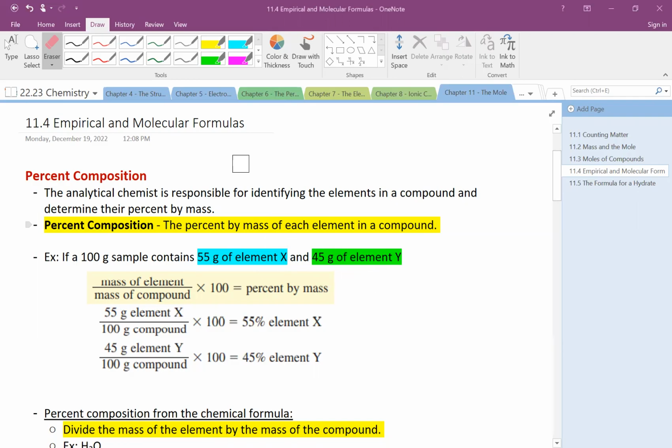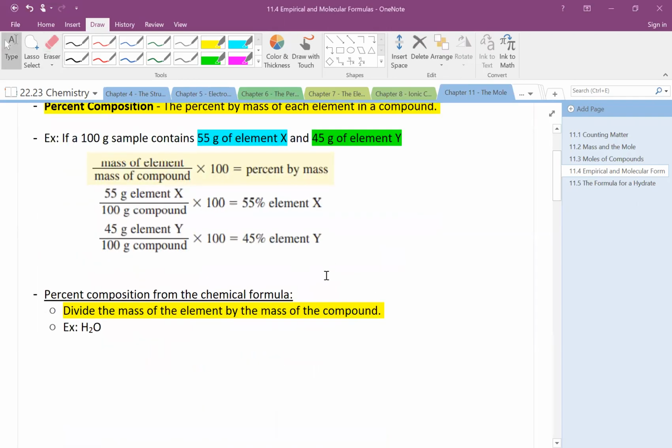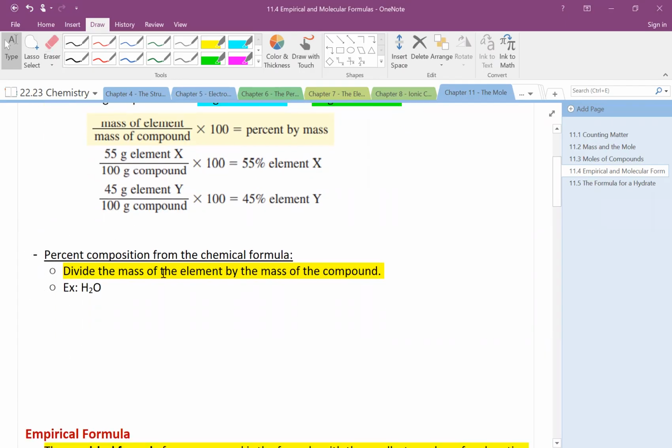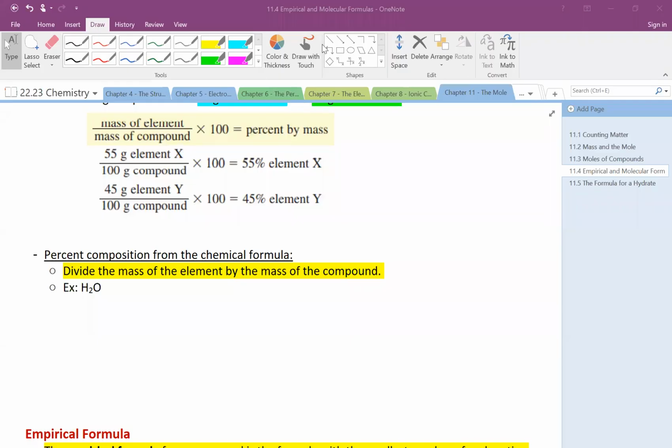On a complicating factor, perhaps we are instead given the chemical formula and asked to predict the percent composition. In this case, the thing you want to remember to do is divide the mass of the element by the mass of the compound. And I think it's actually fairly straightforward. So I'll show you an example with water to begin. So we'll do hydrogen first, and then we'll do oxygen.